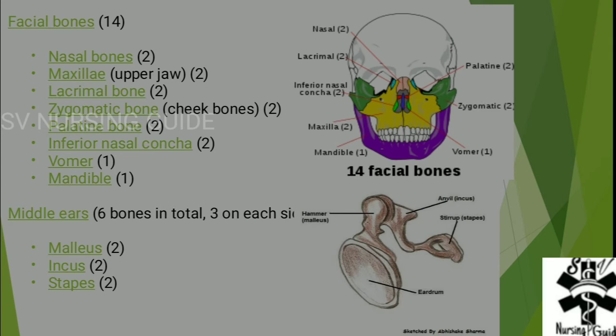Next, facial bones. Facial bones are 14 in count: nasal bones 2, maxilla or upper jaw 2, lacrimal bone 2, zygomatic bone or cheek bones 2, palatine bone 2, inferior nasal concha 2, vomer 1 and mandible 1. Next, middle ear. In the middle ear, 6 bones, 3 on each side: malleus 2, incus 2 and stapes 2. We can see in this picture, it clearly explains the types of facial bones and middle ear.